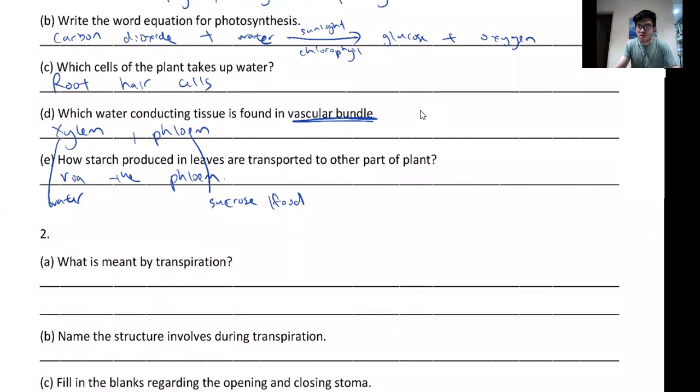So where do they store their starch? It depends on the plant. Like potato, they store it underground. That's why potato has a lot of starch. Okay, some of them they store it in the trunks, the bark. Some of them store it in the leaf. Okay, different plants they do it differently.